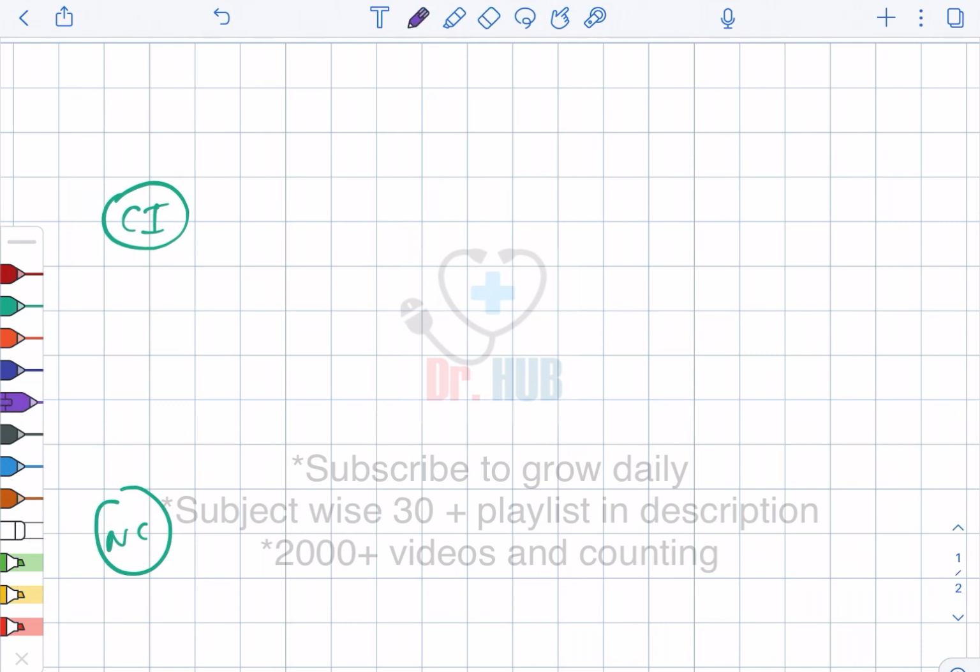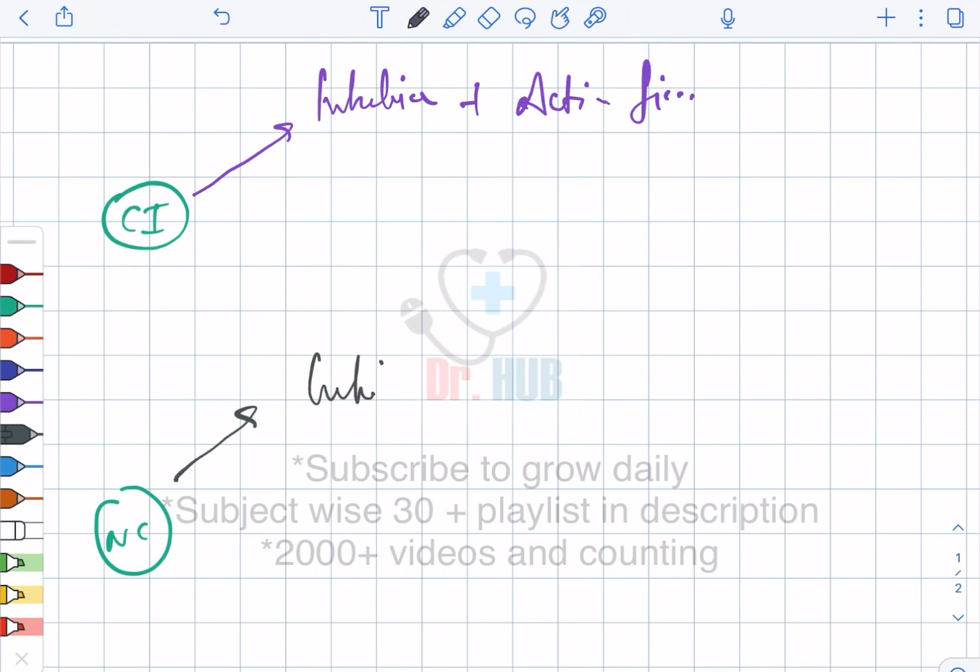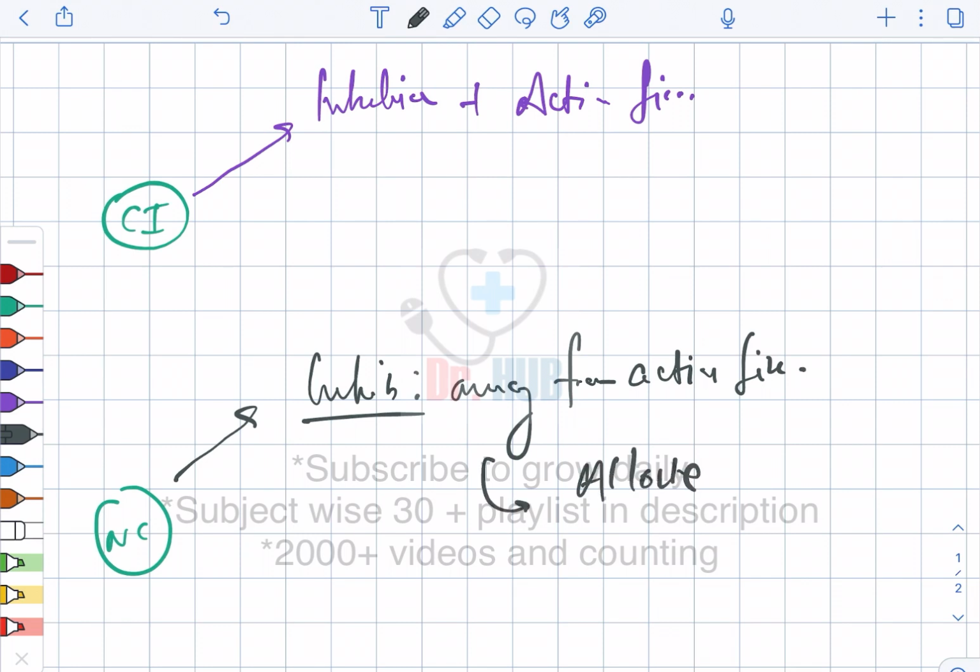Next, we are looking at the competitive inhibitor. The inhibitor binds to the active site. Whereas in case of non-competitive, the inhibitor binds away from the active site. That is the allosteric site.